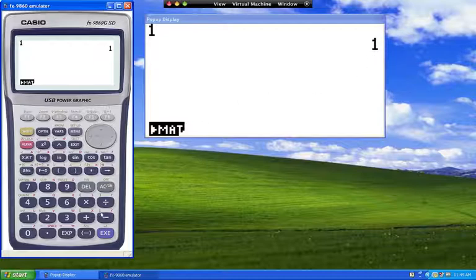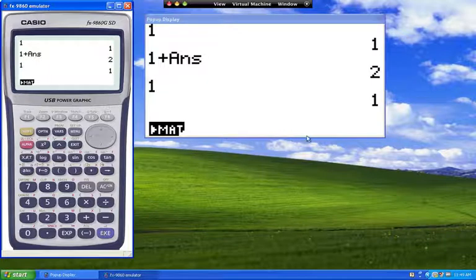Now that 1, if I go 1 plus shift answer, what am I going to get? 2. And now what's in the answer? 2. So there's a little memory in your calculator called answer, which stores the most recent answer. Okay, we want a 1 to be in there. So if we go 1 EXE, now 1 is stored in our answer, which is good.